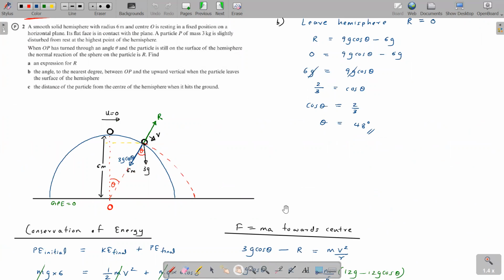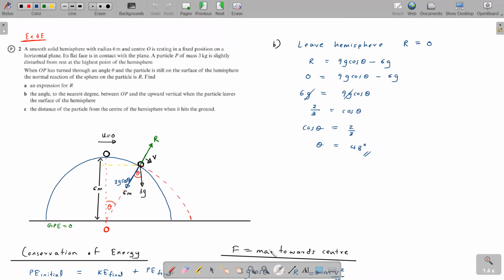All right, so part C, they are saying the distance of the particle from the center of the hemisphere when it hits the ground. Basically the particle hits the ground somewhere after it leaves. Now, you need to realize, when the particle leaves the surface of the hemisphere, what's happening? When the particle leaves the surface of the hemisphere, the particle starts a projectile motion.